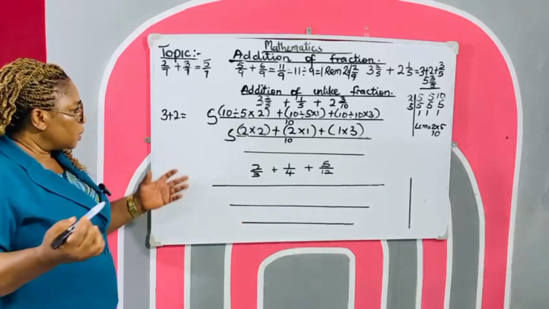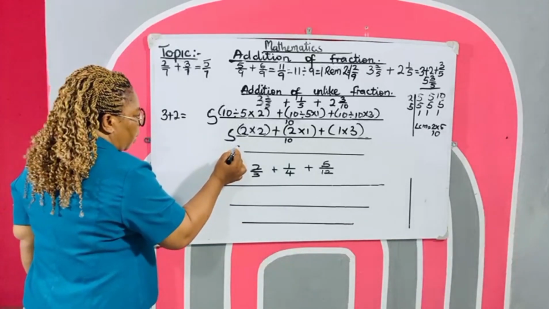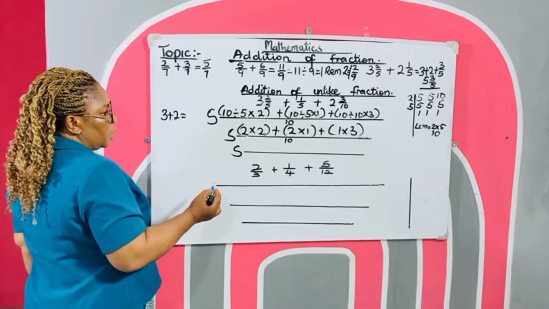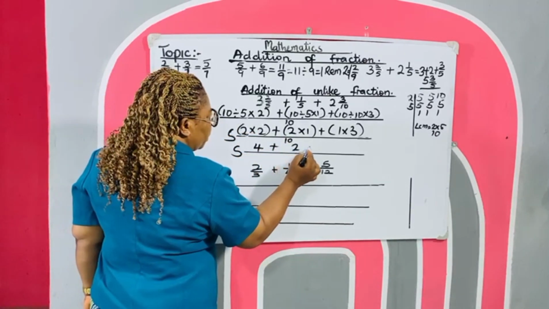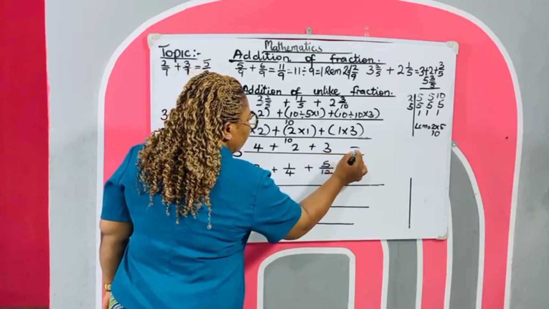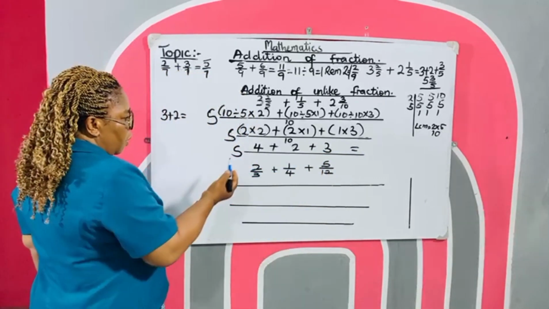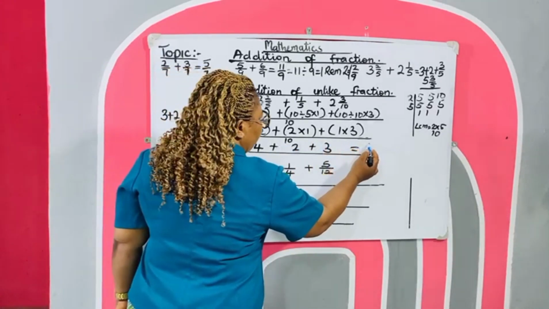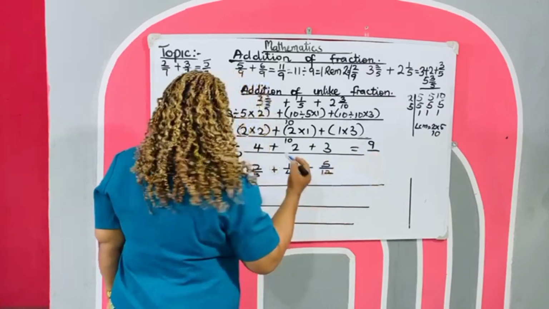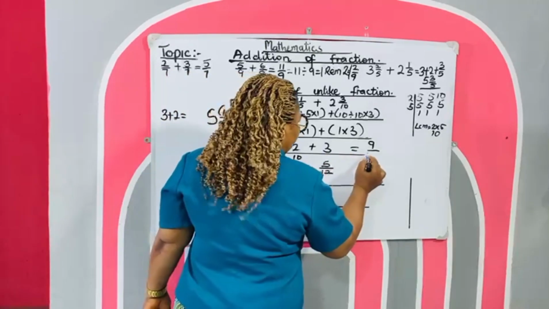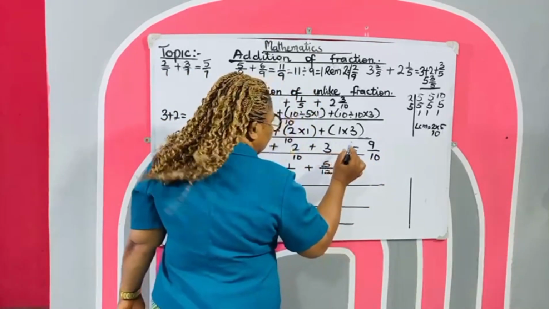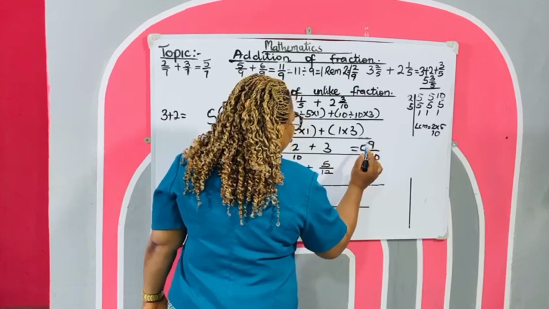Okay, this is the second stage. You bring down the whole number again. You see, 2 times 2 will give me 4. 2 times 1 will give me 2. 1 times 3 will give me 3. And you add up: 4, 5, 6, 7, 8, 9. You have 9 over the denominator, which remains the same. 9 over 10. Don't forget the whole number.